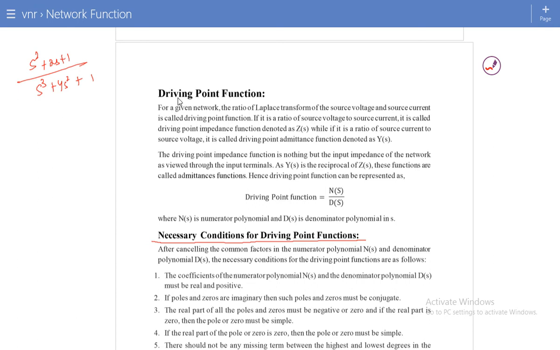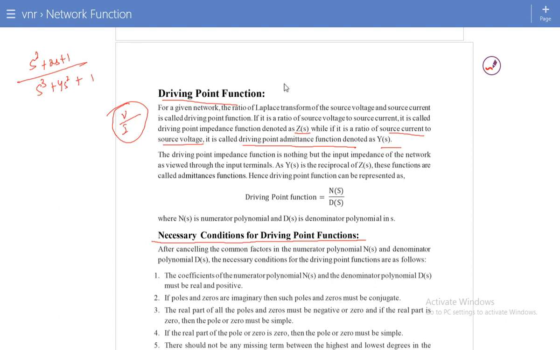So first of all, let us see what is meant by a driving function. We have already discussed it, right? If you calculate the Laplace transform of voltage to the Laplace transform of current at the same port, then it will give a driving point impedance function. If it is a ratio of source current to source voltage at the same port, then it will give the driving point admittance function. We will denote the driving point impedance function with Z(s) and the driving point admittance function with Y(s). Now a driving point function we can write as N(s) by D(s).